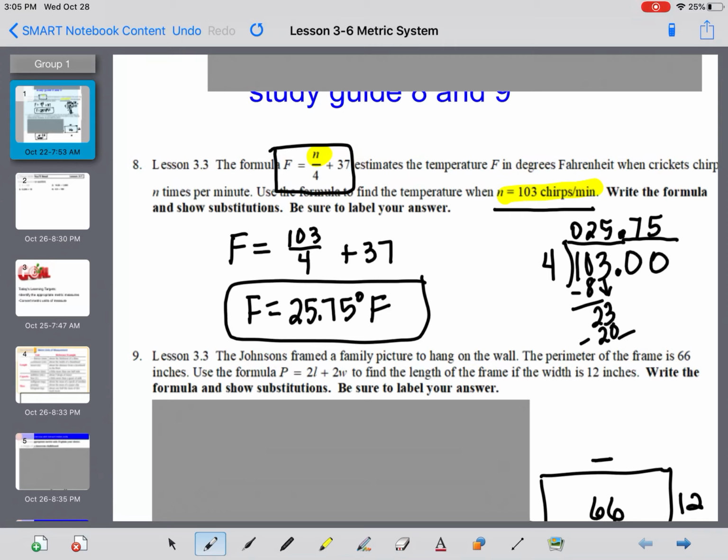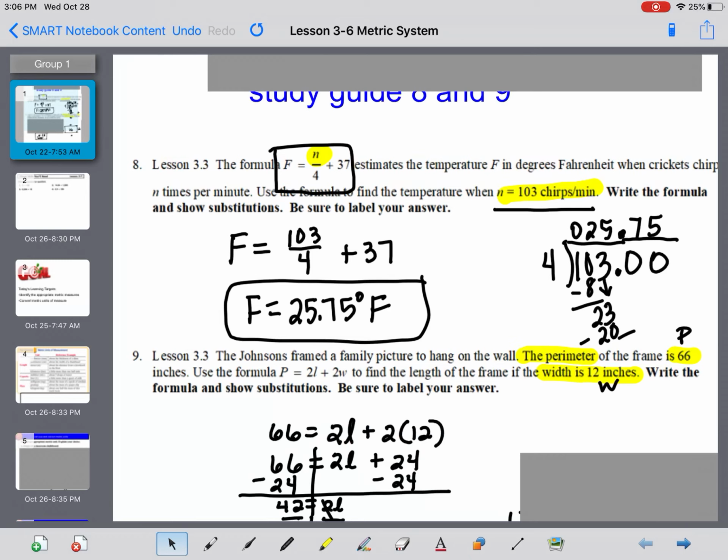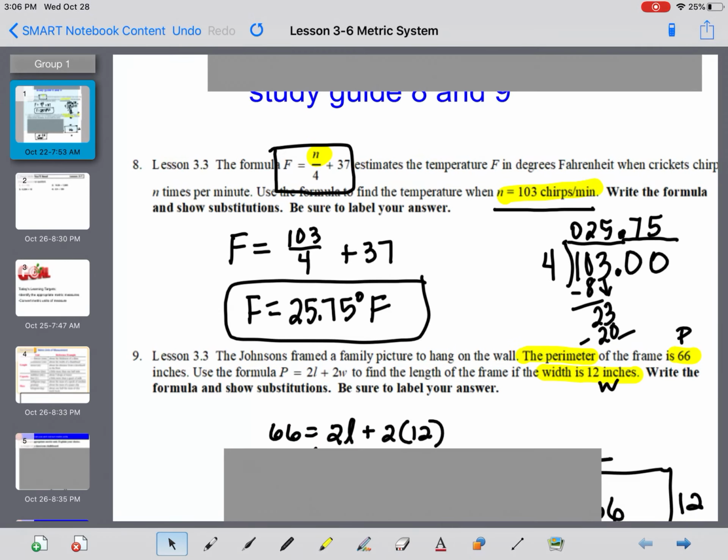Fahrenheit. The next one, the Johnsons framed a family picture to hang on the wall. The perimeter of the frame is 66. That's your p value. Use the formula P equals 2 times L plus 2 times W to find the length of the frame that has a width of 12 inches. So hopefully you saw that 12 is your W value. Write the formula and show the substitutions. Be sure to label your answers.